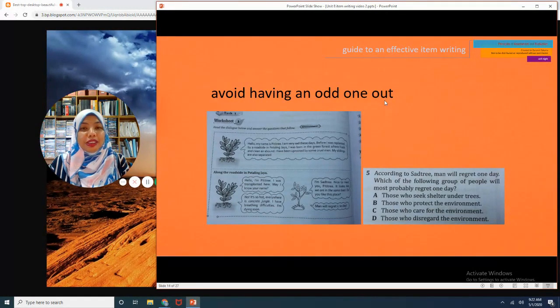Try not to use technical language for the key. And if you have to use technical language, make sure that all the options have technical language as well, but make sure that this technical language can be understood by the students. So remember guys, avoid having an odd one out.